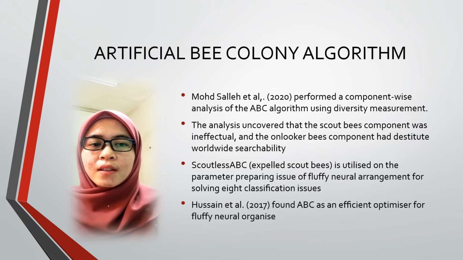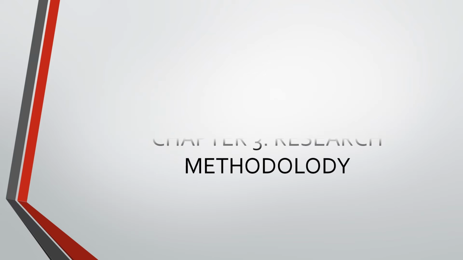According to Hussein et al. in 2017, ABC was found to be an efficient optimizer for fuzzy neural networks as compared to particle swarm optimization and the mind-bias calculation.